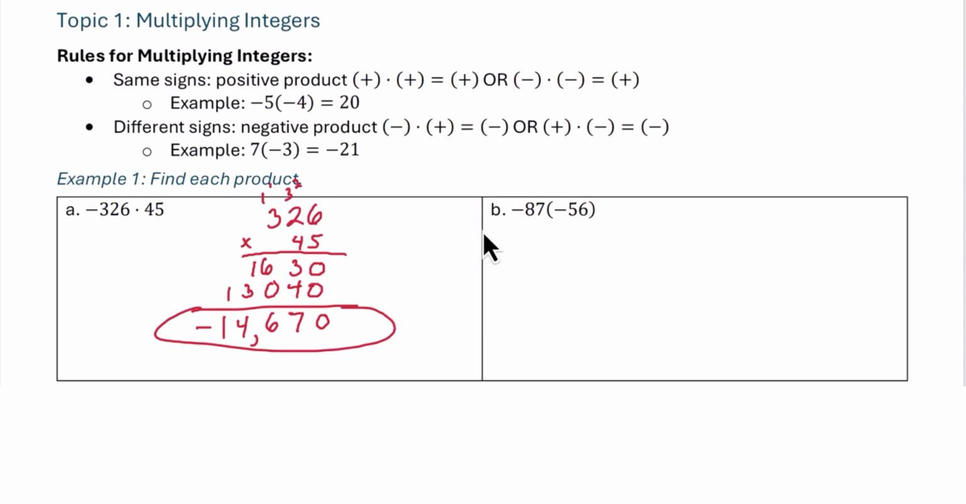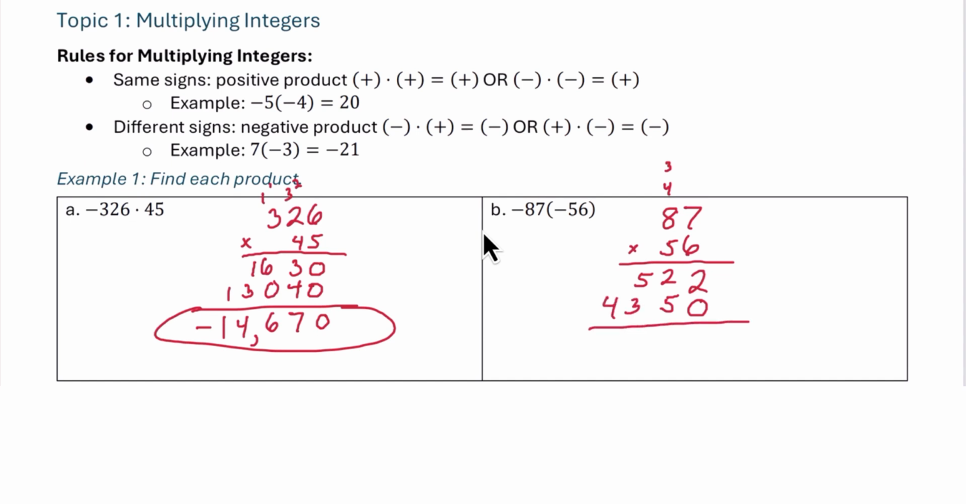In the next example, we have two negatives. Again, we'll start by multiplying as usual. 6 times 7 is 42. So we have 2, carry the 4. 6 times 8 is 48, plus 4 is 52, 0 placeholder. 5 times 7 is 35, so we have 5, carry the 3. 5 times 8 is 40, plus 3 is 43.